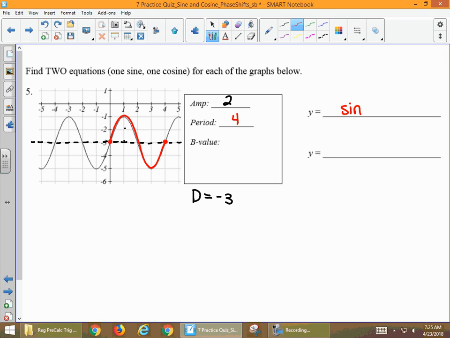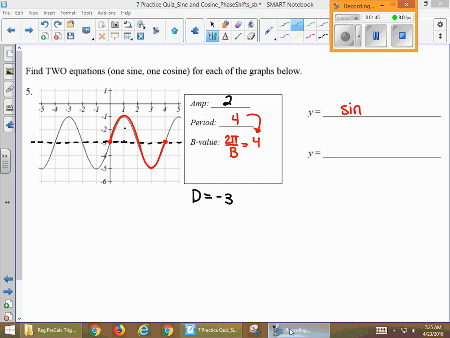The whole time, we've been doing 2 pi over b equals the period of our function. Now we're going to put the period in there. Go ahead and pause and see if you can finish that sine equation. I will catch back up with you.